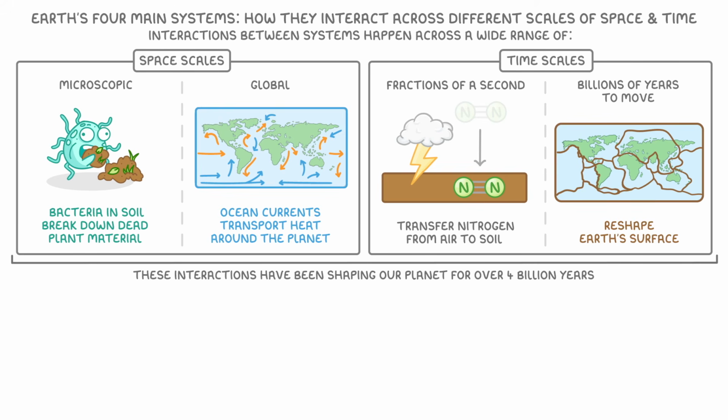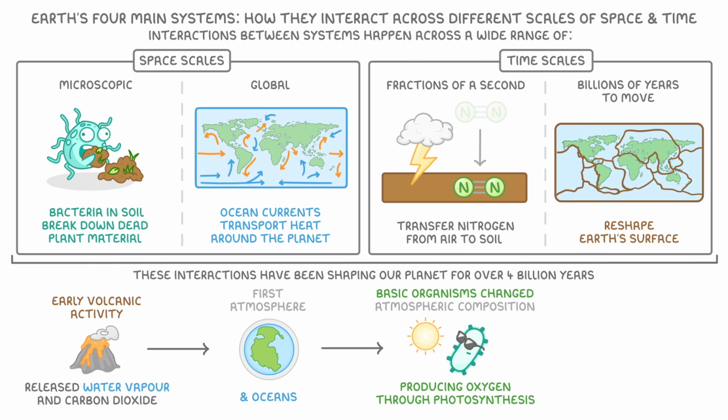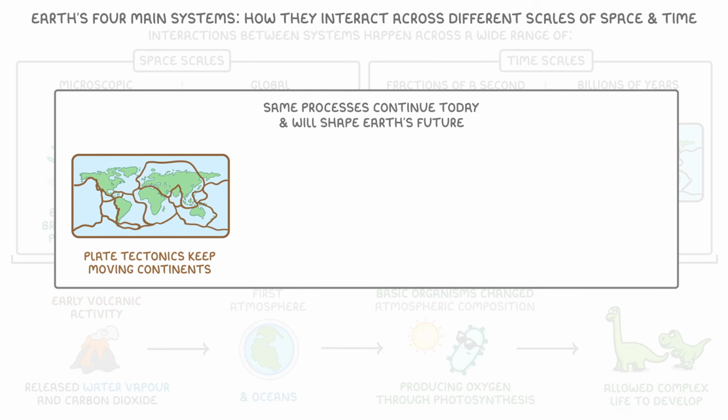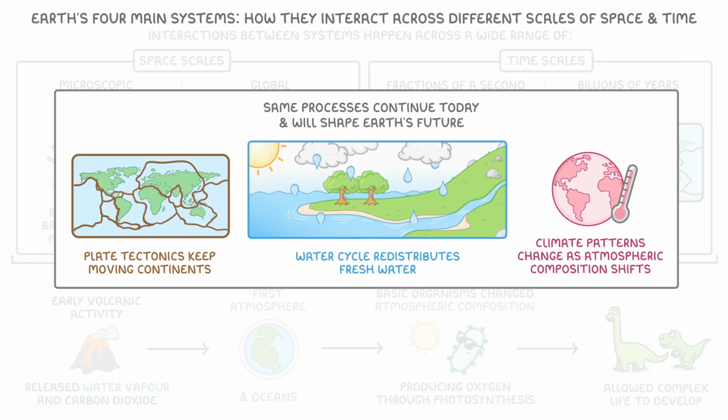In fact, these interactions have been shaping our planet for over 4 billion years. Early volcanic activity released water vapor and carbon dioxide, which went on to form the first atmosphere and oceans. After that, basic organisms began to emerge, and then changed the atmospheric composition by producing oxygen through photosynthesis. In turn, this eventually created the conditions that allowed complex life to develop. These same processes continue on today, and will shape Earth's future as plate tectonics keep moving continents, the water cycle redistributes fresh water, and climate patterns change as atmospheric composition shifts.